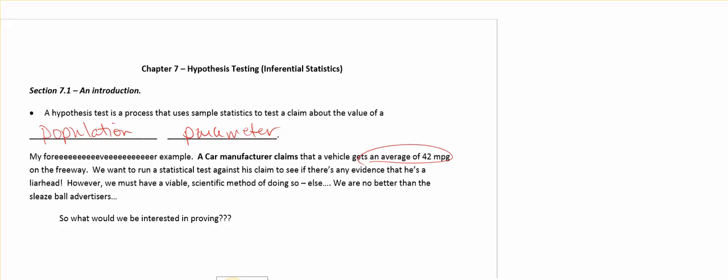So what would we be interested in proving? Because proving an exact value is pretty hard to do. So what extreme value would we be interested in? Well, we'd most likely be interested in proving that the population mean is less than 42.